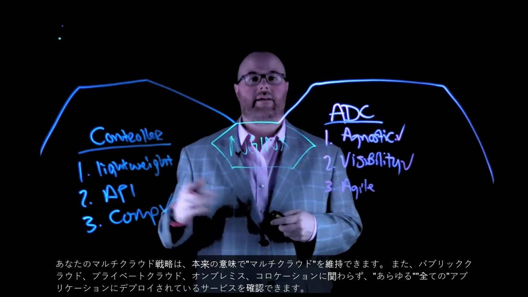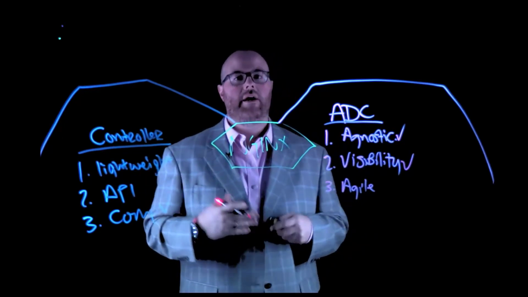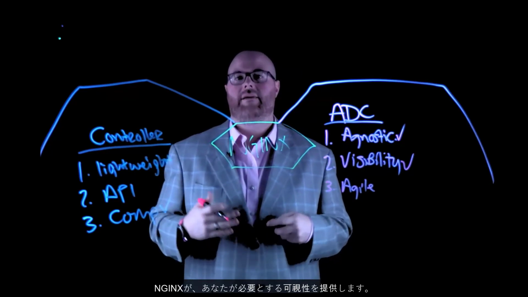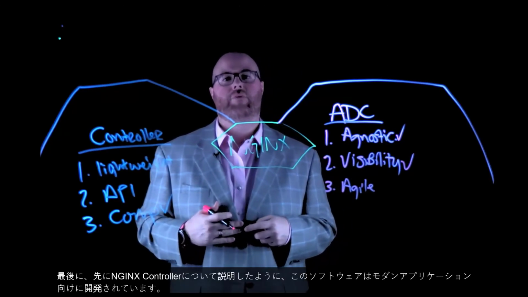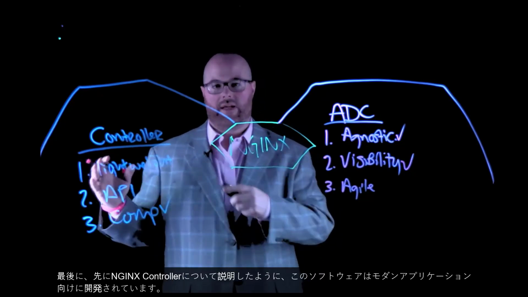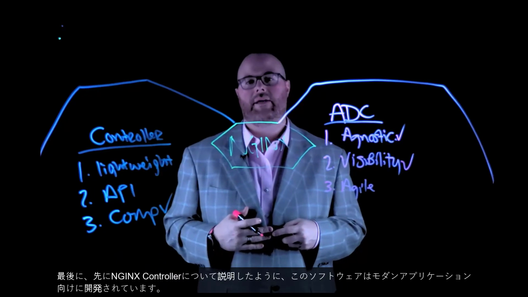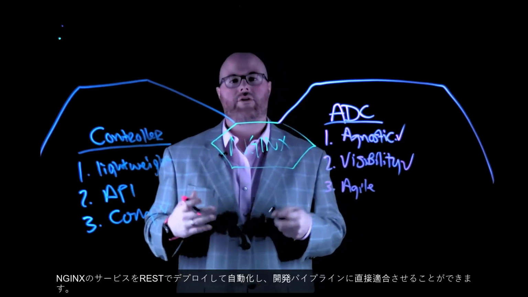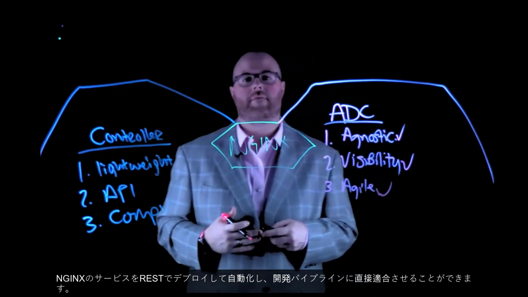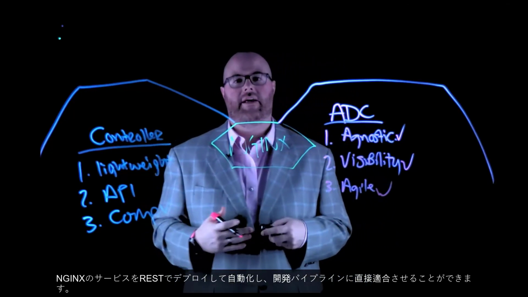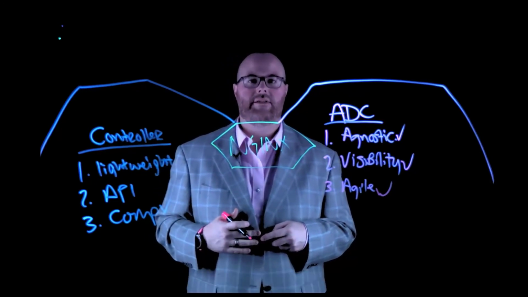You will also have the visibility to see the services that are deployed to any and every application, regardless of where they reside. If it's public cloud, private, on-prem, co-location, you have the visibility with NGINX that you require. Lastly, as we spoke about previously over here with the controller, this software is built for your modernized applications. You can deploy our services in REST, driving forth automation and a fit that goes right in your development pipelines.